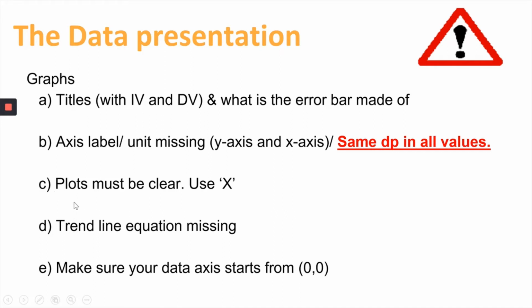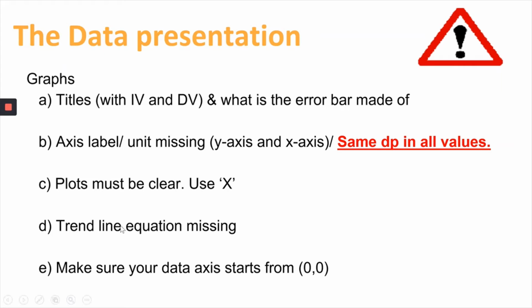Next one is the plot. Your plot must show clear crosses. This is related to the chart type. When you select the type of chart you use to plot your graph, make sure you select the style that contains a very clear plot marker. Don't just have the lines only, that's not acceptable.